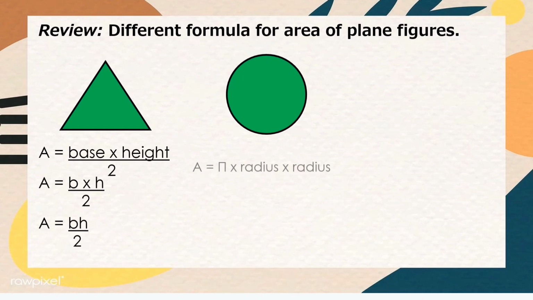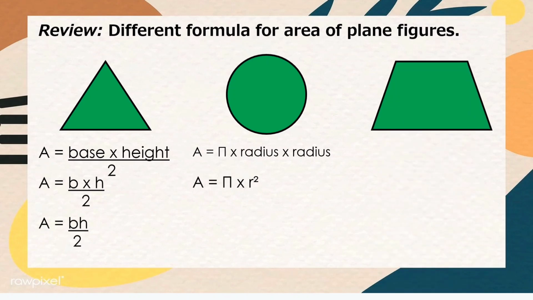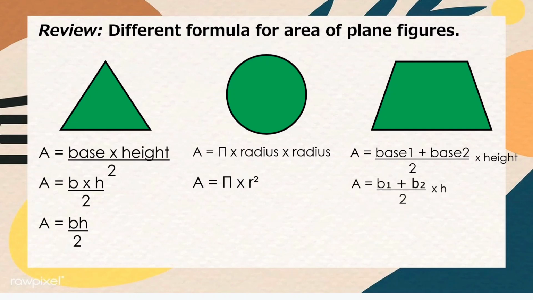The formula for the circle is pi times radius times radius, or it can also be written as pi times r squared. The sixth is the trapezoid. The formula for this is base 1 plus base 2 over 2 times height, or it can also be written as b1 plus b2 over 2 times h.